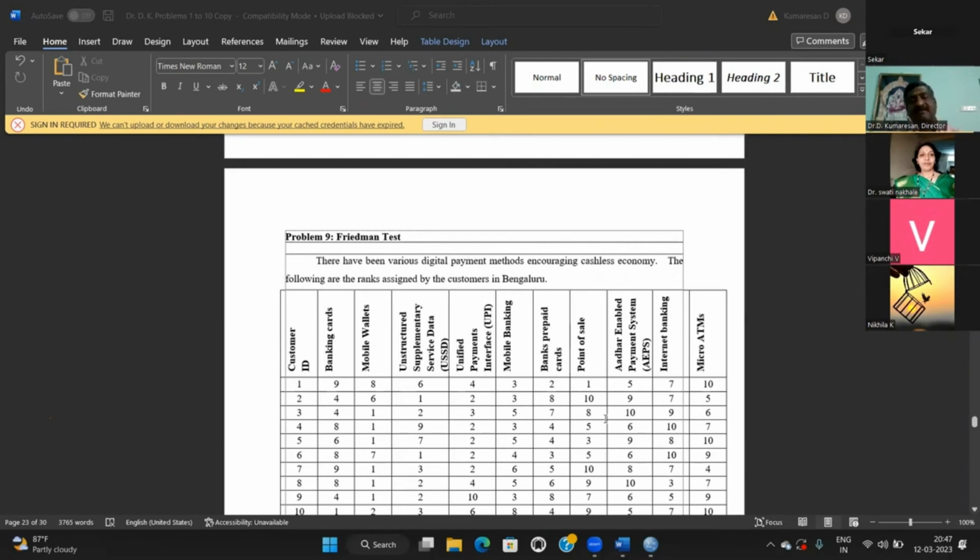Then one more related samples test is there. That is Friedman test. What is the difference between the Wilcoxon test and Friedman test? In the case of Wilcoxon test, the number of samples is 2. Here the number of samples is more than 2. What is the similarity? Data is ordinal data in both cases. So that is said to be Friedman test. Then come to the chi-square test.